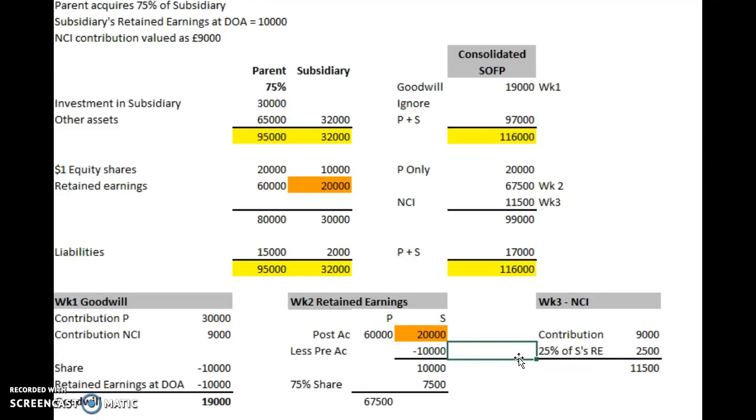So we've done quite a lot here. First of all, we worked out our goodwill. We took the parent contribution. We took the NCI contribution given to us in the question of 9,000. What did they purchase in terms of known assets? Well, they purchased 10,000 of shares and 10,000 of retained earnings, which was given to us in the question at the date of acquisition, which gave us 19,000 goodwill. So we can put that in there.